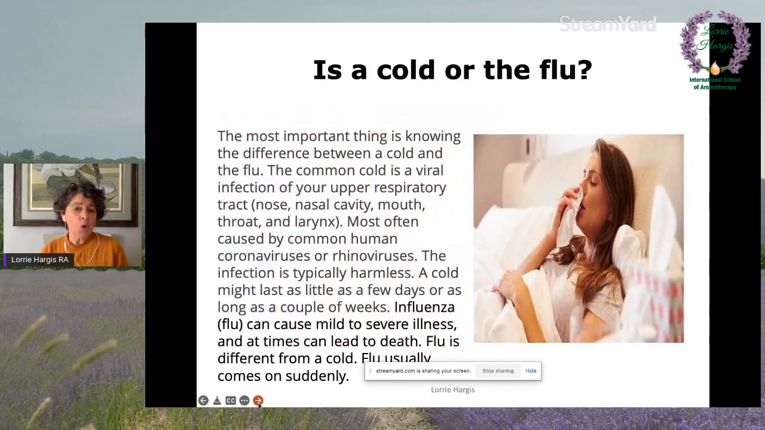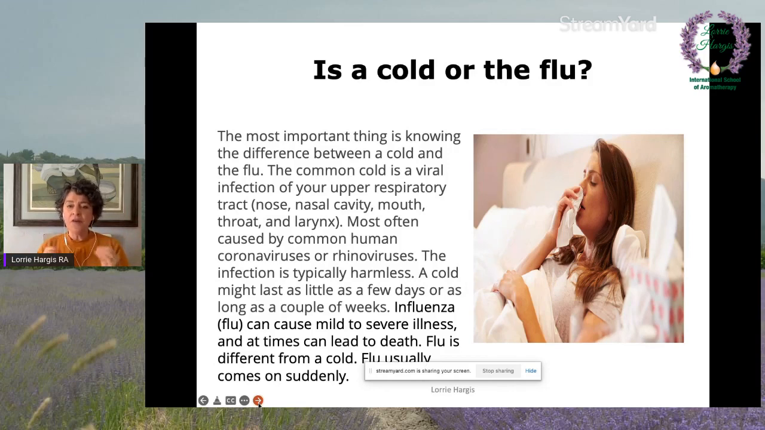So is it a cold or the flu? Right now, because we're so invaded with so much information coming into us, a lot of times we panic and we don't know what we have, right? So this is a good way to understand if you really have the flu or a cold.